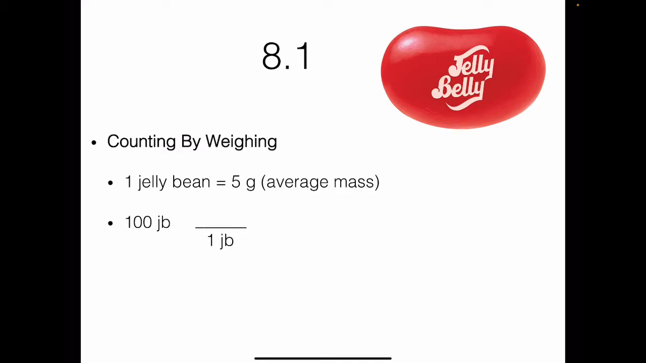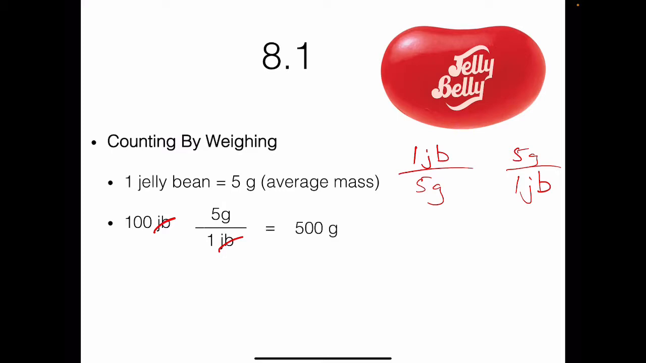So we say that one jelly bean equals 5 grams. And again, remember, this is just an equivalent statement. And an equivalent statement gives us 2 conversion factors. So we're either talking about 1 jelly bean over 5 grams, or we're talking about 5 grams over 1 jelly bean. And which one we use depends on where we're coming from. In this case, we're coming from 100 jelly beans and converting to grams. So we see that jelly beans is on top, jelly beans is on the bottom. Those units are going to end up canceling each other out, which is what we want.